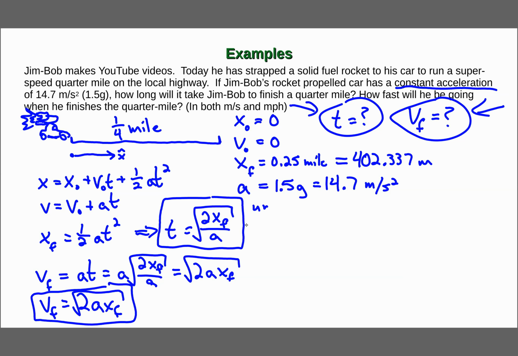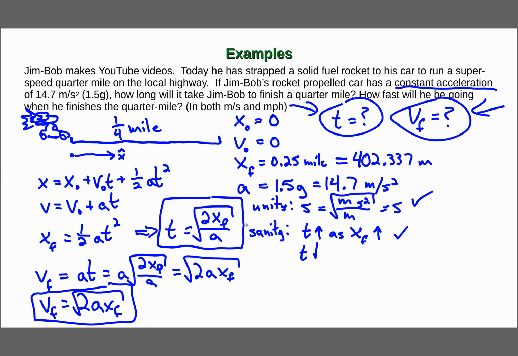So for the first question, units: we have seconds on the left, we have a time, and then we have meters over meters per second squared, all in a root, and that equals seconds. So units check out. Sanity on this one. t goes up as xf goes up. So what does that tell us? If he was going further than a quarter mile, it would take him longer with the same acceleration. That makes sense, right?